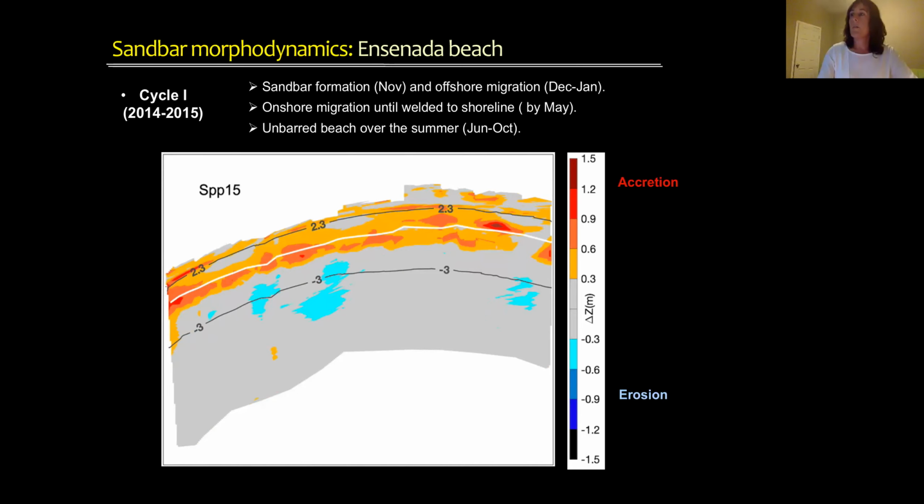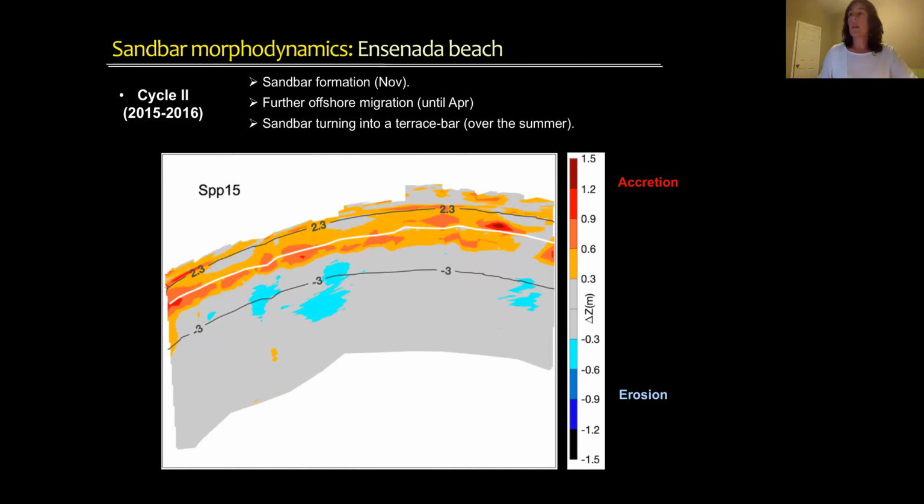The following year, this is cycle 2, we had the El Niño coming up. So the El Niño winter started in November 2015, and it actually finished in April 2016. So we will again see the sandbar forming in November, and it will migrate farther offshore than these 3 meters, and it won't be able to come back. So during the summer, we will actually have a terrace bar. I'm going a little bit ahead here, but I will show you that later in another figure.